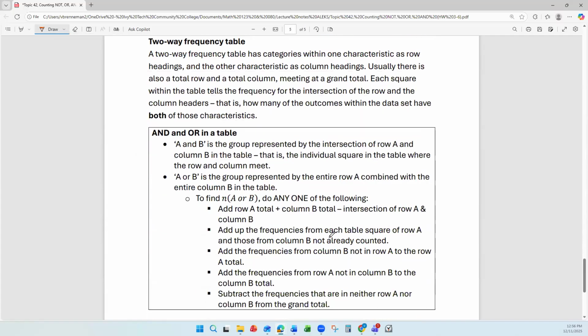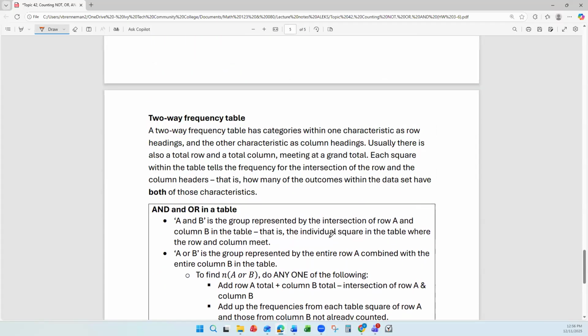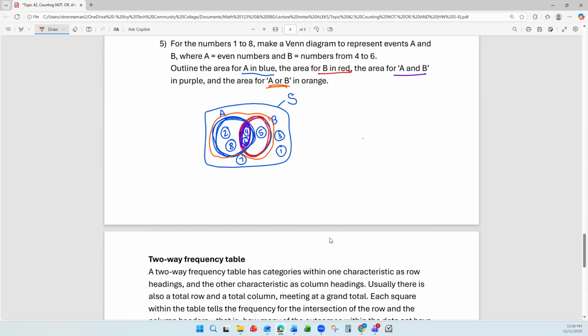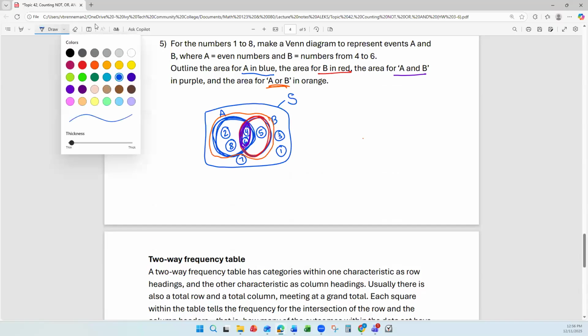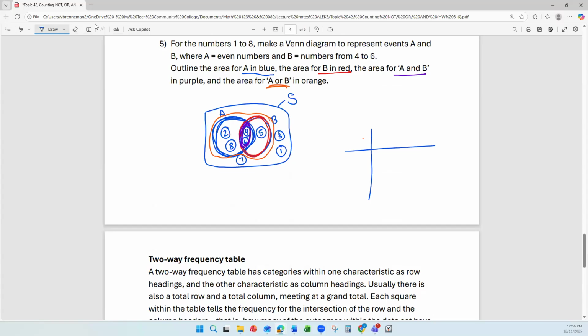We could also represent this type of data with a two-way frequency table. So we have rows and columns. So we could do something like, basically we have A versus not A, dividing the whole sample space. And we can also divide the whole sample space by B or not B.